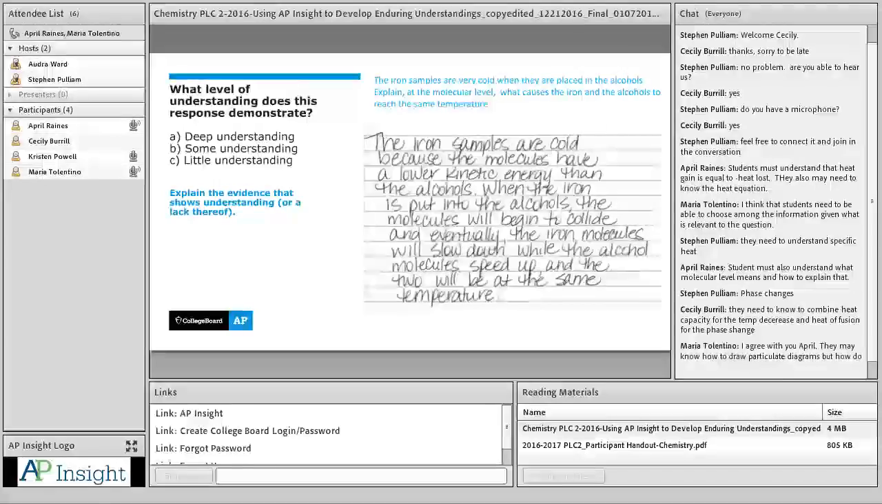She says at the top that the iron molecules are lower in kinetic energy, but then at the bottom, this person says that they will slow down, while the alcohol speeds up. So there's a misunderstanding. The first statement is correct, but the bottom statement produces a misunderstanding, and I'm not sure if this would be counted correct just because of that.